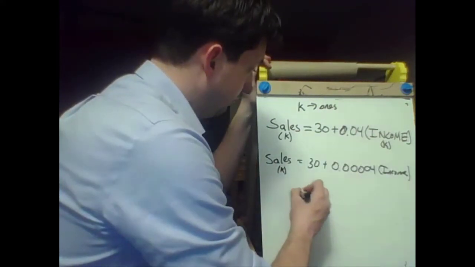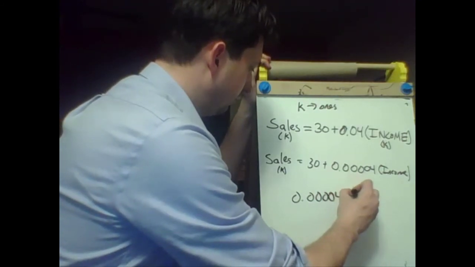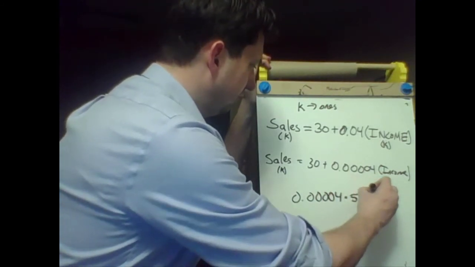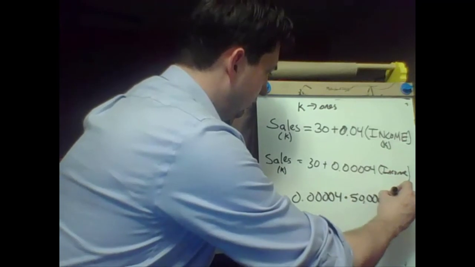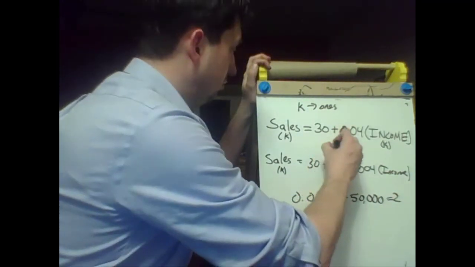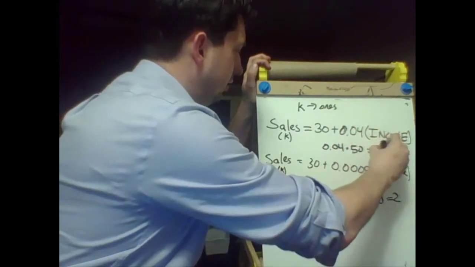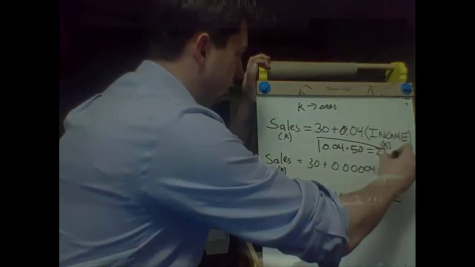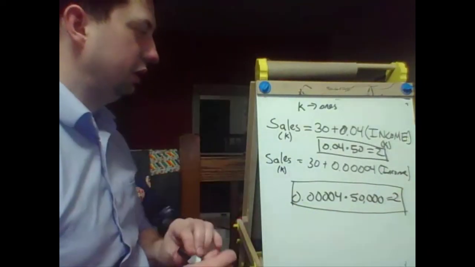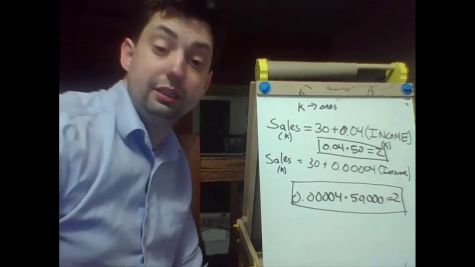Note, if we take 0.00004 and we multiply it by 50,000, we still get 2. Just as when we took 0.04 times 50, we got 2. This is the same story. It just has a lot more zeros. And that's kind of the point.